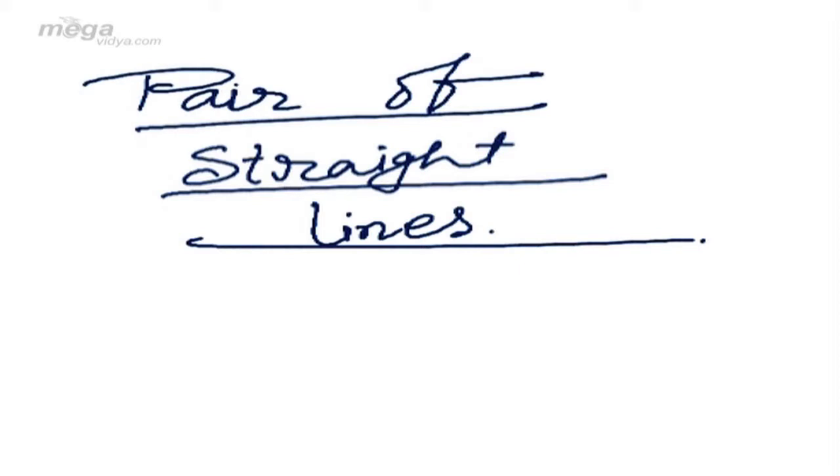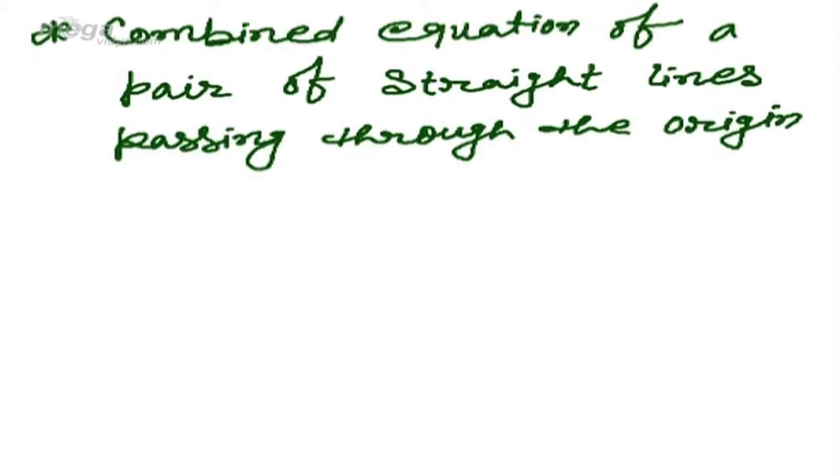Student, in this section we will deal with two straight lines, and for those two straight lines, what will be the equation in combined form, in second degree form. So, the combined equation of a pair of straight lines passing through the origin.